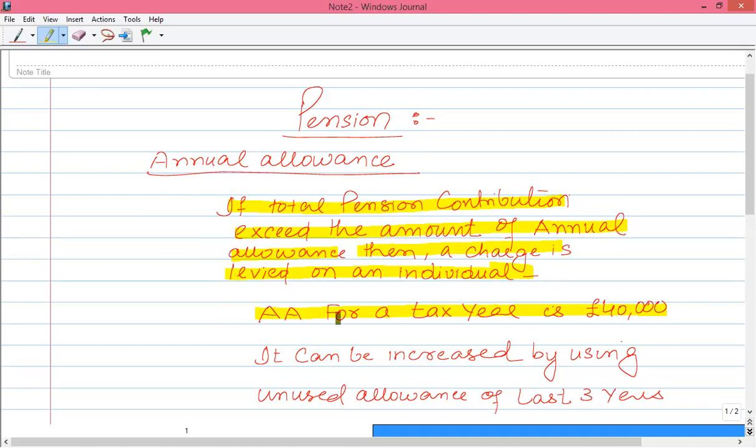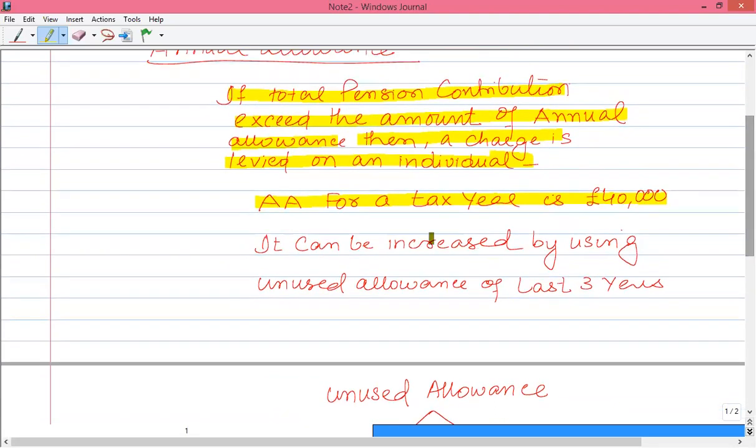So the current year annual allowance is 40,000. Now, this annual allowance can be increased as well by using the unused allowance of the last 3 years. It means that in the previous 3 years, if the 40,000 limit was not utilized, assuming the limit is the same, then that limit can be carried forward. You can carry forward the last 3 years' unused allowance.